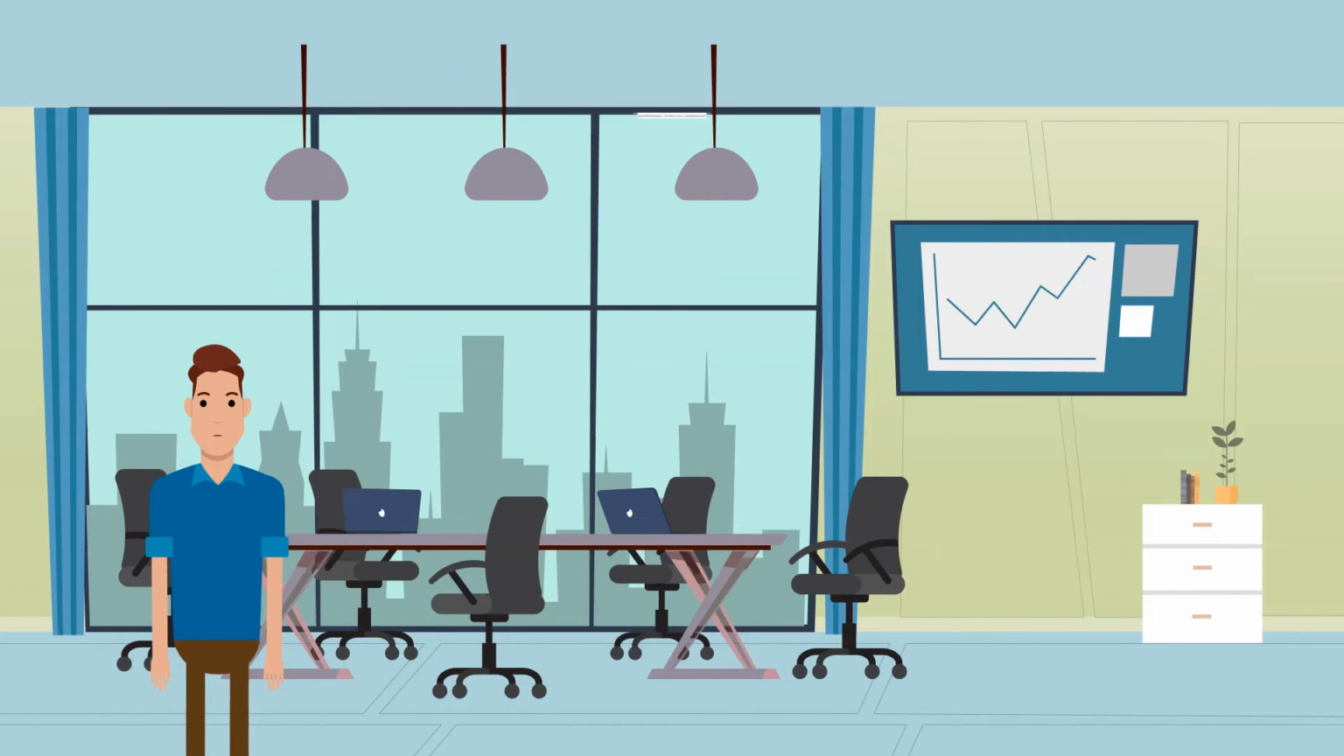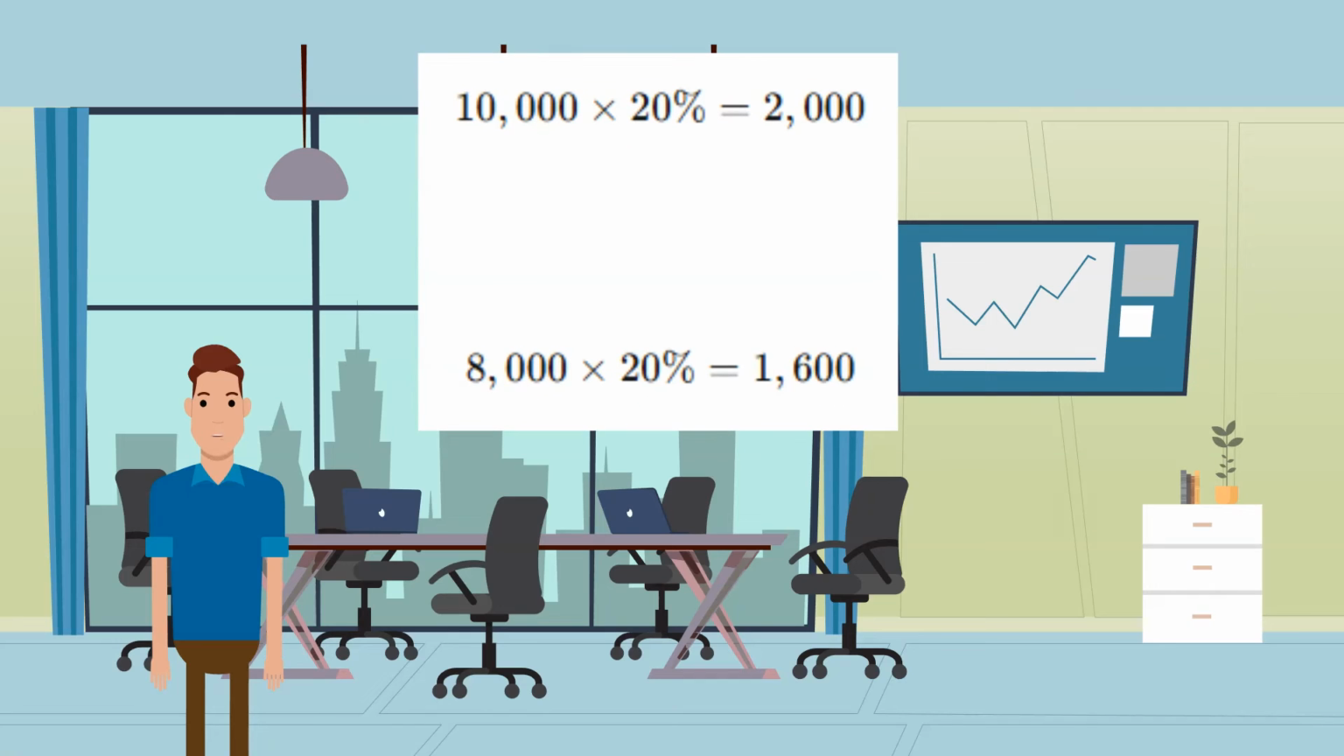For example, a company buys machinery for $10,000. The depreciation rate equals 20% per year. The year 1 calculation would be $10,000 multiplied by 20%. This is equal to $2,000 for the first year. Then the new book value would be equal to $8,000. For the year 2 calculation, we would start with $8,000 and multiply it by 20%. This is equal to $1,600 for the second year.